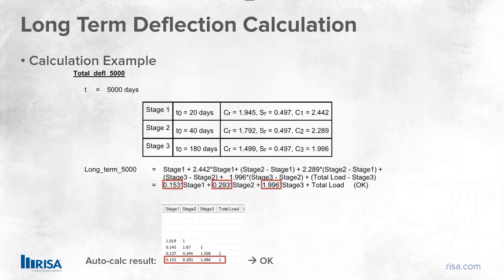Also, if for any case you want to change your stage duration, and also if you want to change your CR and SR factors in the dialog, you can just come back to the load combination dialog and hit the button again, and it'll automatically update all these factors very quickly. And with that, that concludes my presentation.